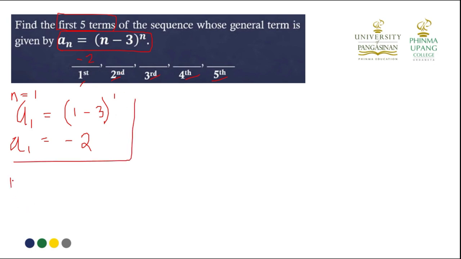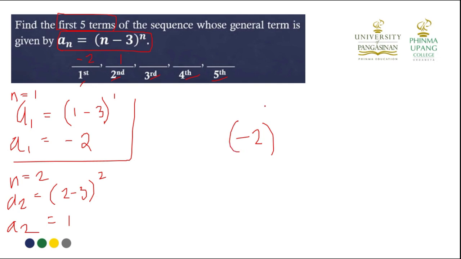Next, we have n is equal to 2, and then a sub 2 here is (2 minus 3) raised to 2. Answer? 1. A sub 2 is 1.